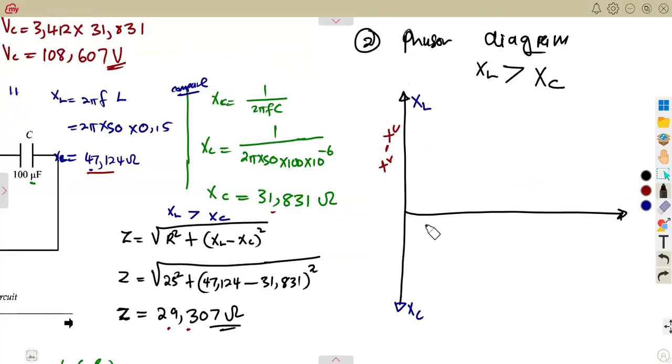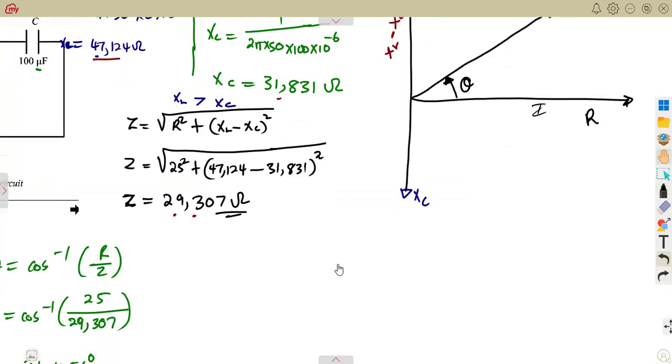Then our total impedance there on top is taken from that XL minus XC, but it's not necessary for you to show it on this side. That one is just for introduction purposes. Just indicate your angle theta. This is our Z. This is what we need. This is our resistance, which is in phase with our total current.